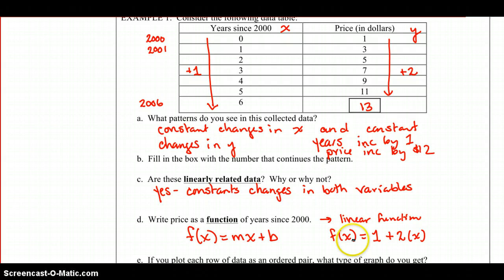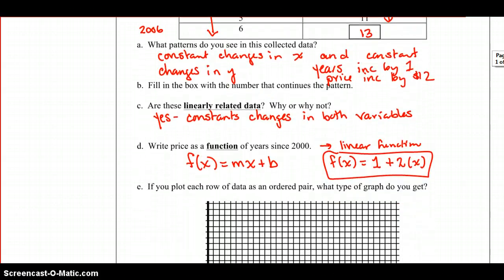Okay? And so once we've got a function, you should check that it actually works. So if we put an input of 0 here, we do get 1. When we put in 1 for x, we get 1 plus 2, which is 3. If we put in x equals 2, we get 1 plus 4, which is 5, and so on. So this function does describe the behavior or the relationships that we see in the data table.